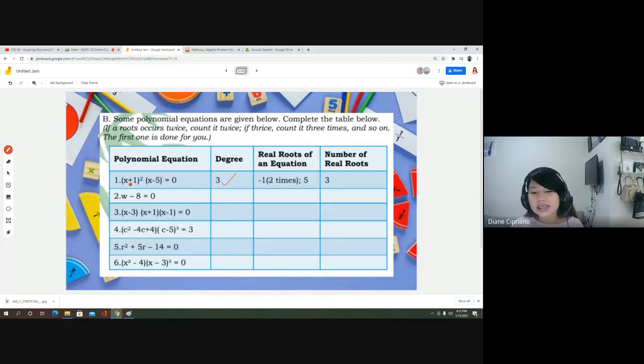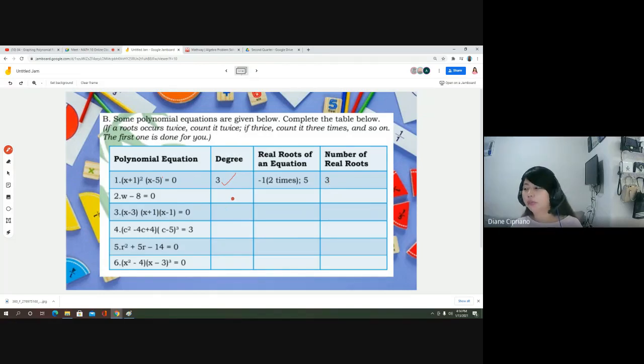So magiging x is equal to negative 1 kasi katulad ng ginawa natin kanina. Equate mo lang siya by 0. x plus 1 is equal to 0. Magkakaroon ka ng x is equal to negative 1. Since naka-squared siya, times 2, or you have negative 1 in 2 times. And then the other value, we have here x minus 5 is equal to 0. Therefore, x is equal to 5. Got it? And the number of real roots is same as the degree, equals to 3.